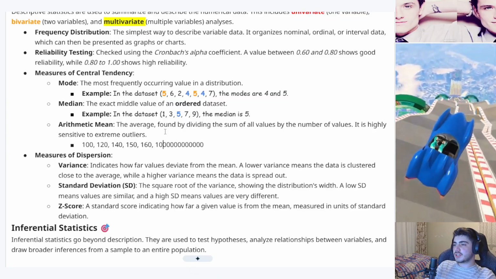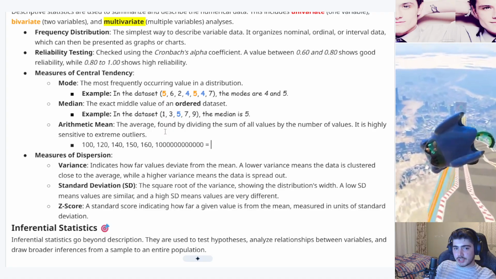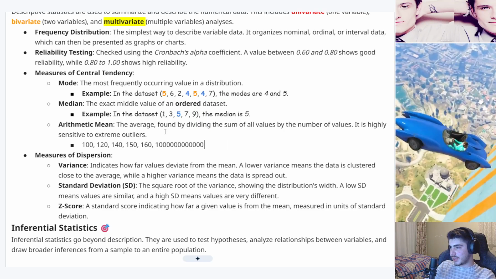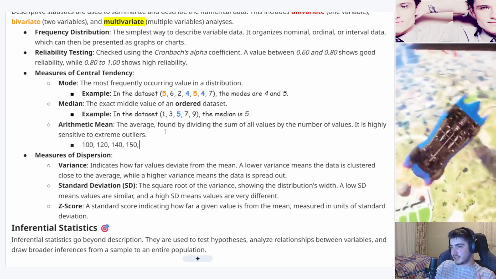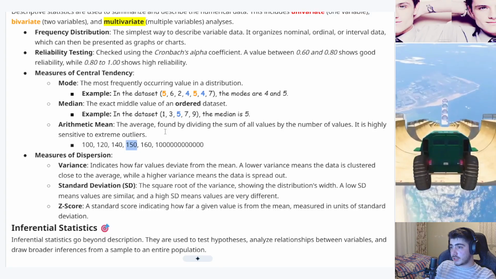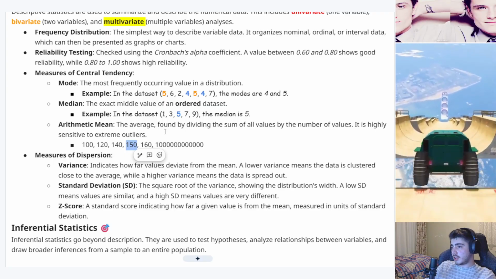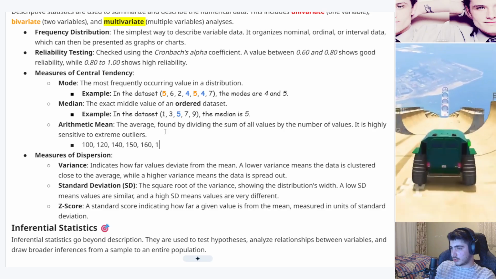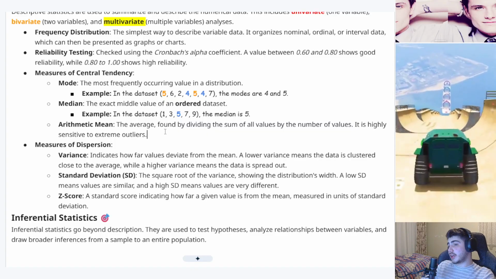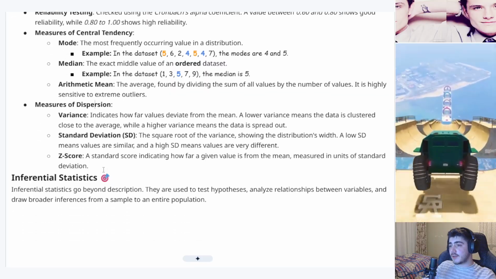What happens? The average income for this village becomes something like this. I don't know, I haven't calculated it, but it's extremely sensitive to extreme outliers. Whereas if we took the median, it would be this. You see why it is considered the most robust. We also have measures of dispersion, how varied your data is.